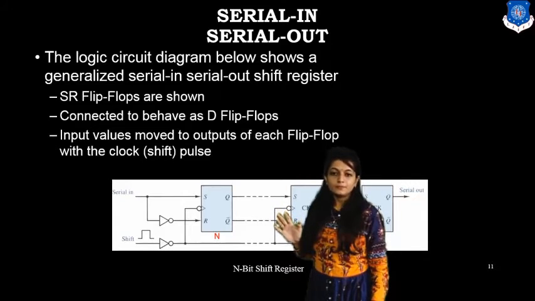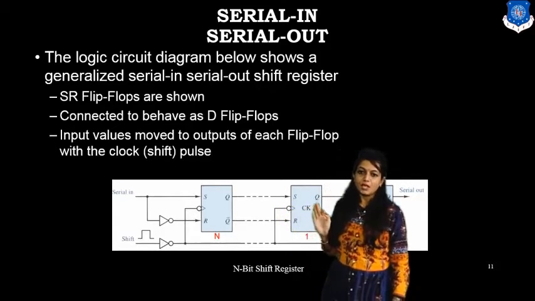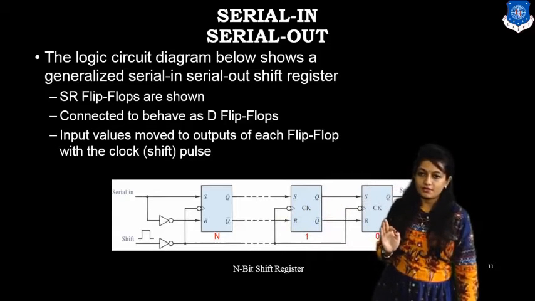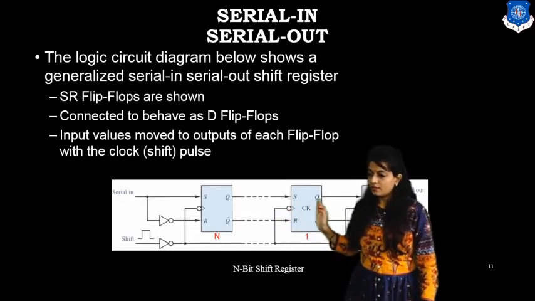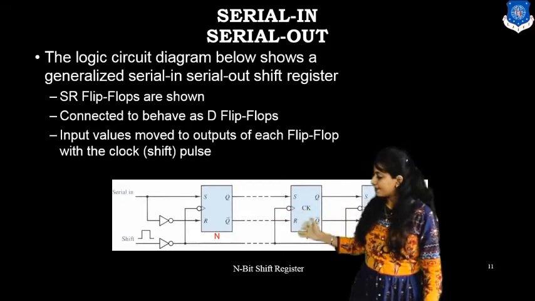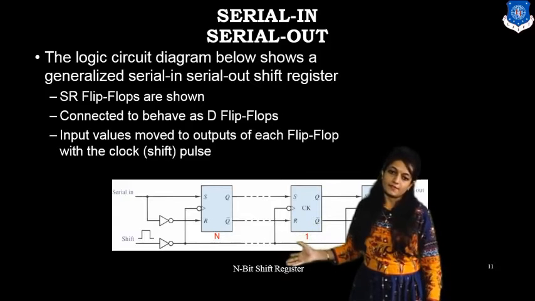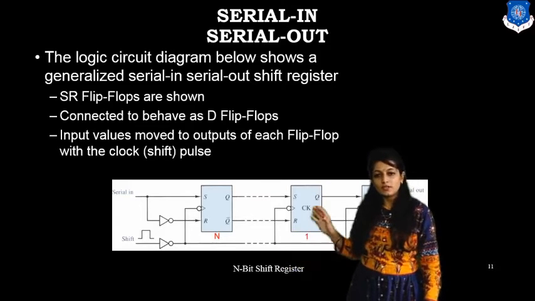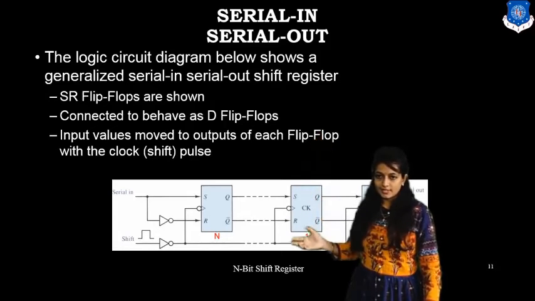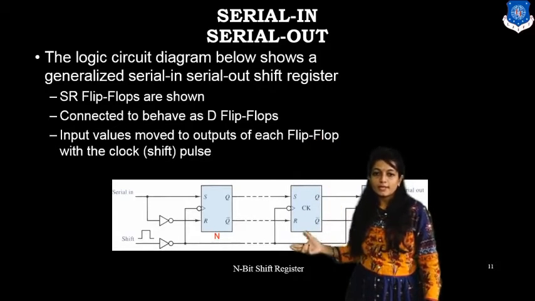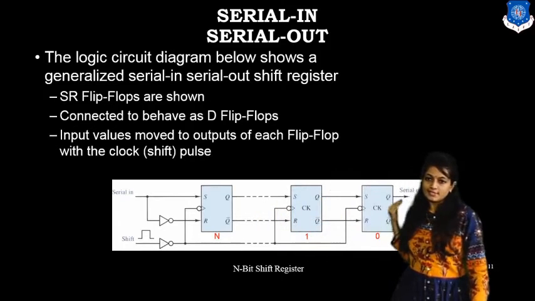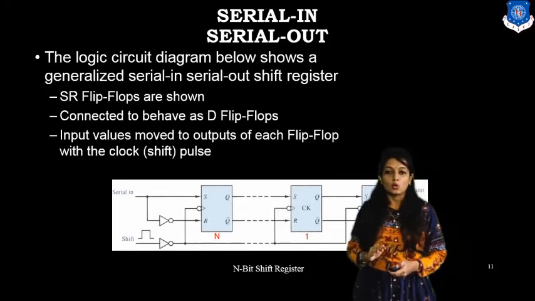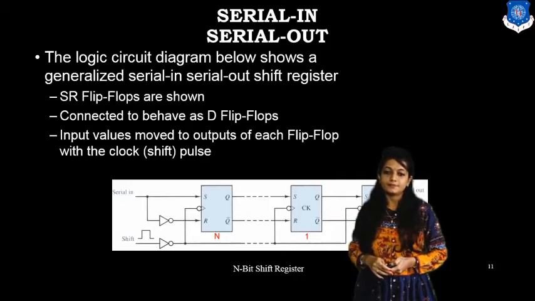If you want to perform the shifting operation, whether shift left or shift right, for shift left, the control value is 1. If its value is 0, then perform the shift right operation. So this is the logical circuit diagram. This will act as a pre-flip-flop, and the input values go to the output of each flip-flop with the help of the clock pulse.